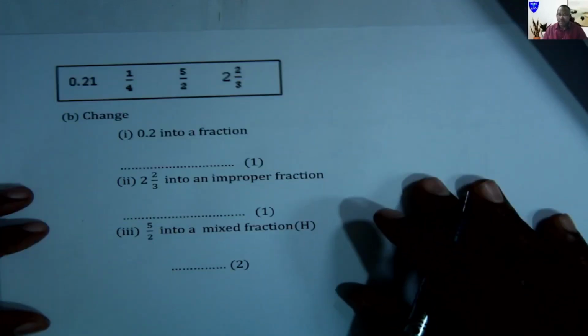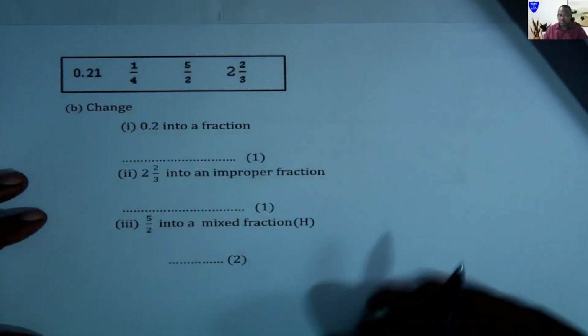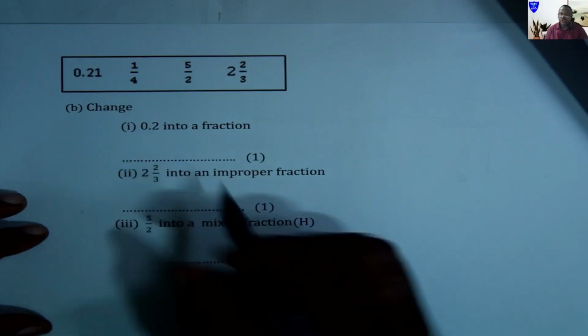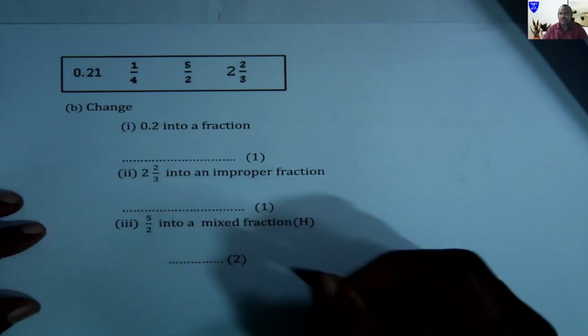Let's move on to B. Right. B, change 0.2 into a fraction. Now here we are changing a decimal into a fraction.